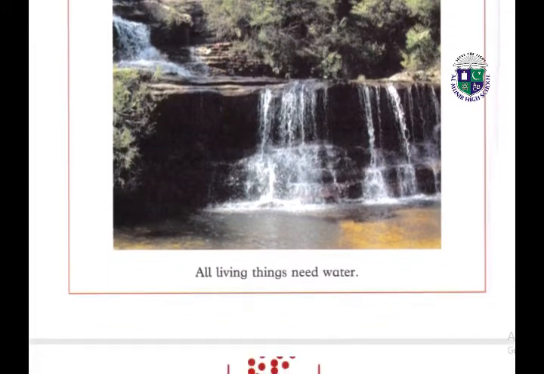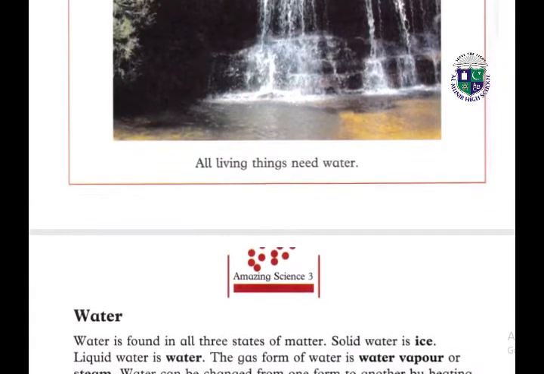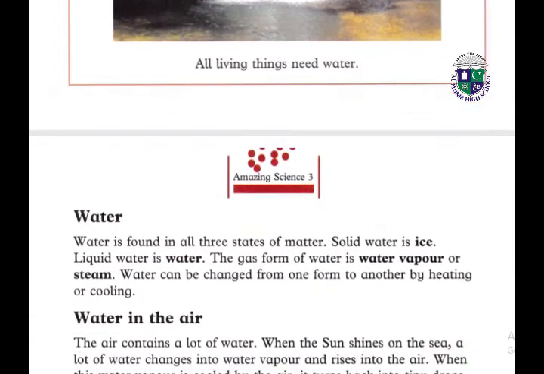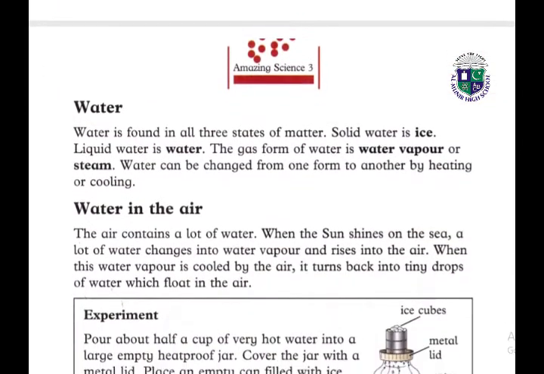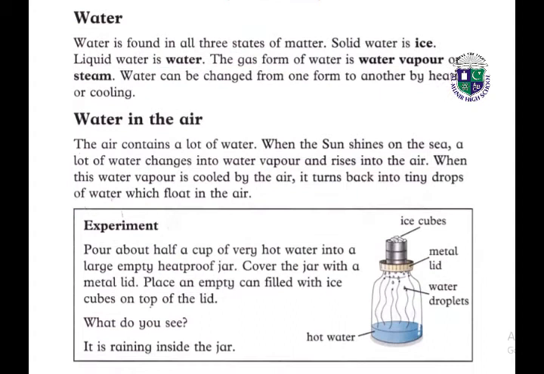All living things need water. Plants, animals, human beings, all of us need water to live and survive. So what is water? Water is found in all three states of matter. Solid water is ice. Liquid water is water. And the gas form of water is water vapor. So water is found in all three states of matter: solid, liquid and gas.